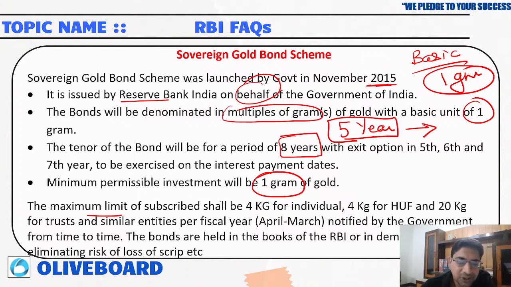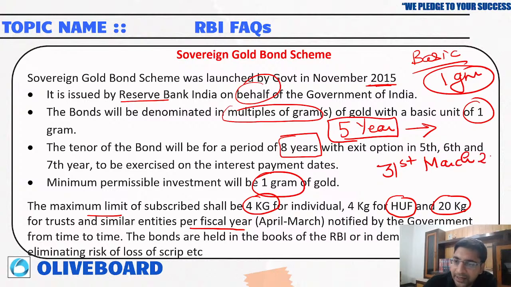The maximum limit for a subscriber is 4 kg for an individual, 4 kg for a Hindu undivided family, and 20 kg for trusts and similar entities per fiscal year. Per fiscal year means if a trust buys 20 kg of gold on 31st March 2021, then on 1st April they can again take 20 kg of gold. So it is 20 kg per fiscal year, as notified by the government from time to time.